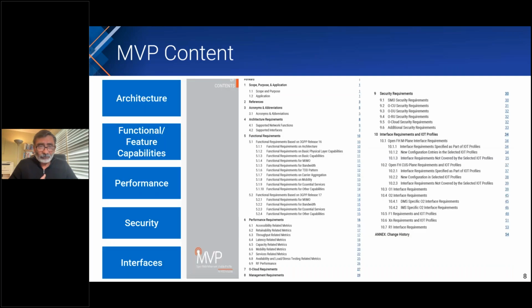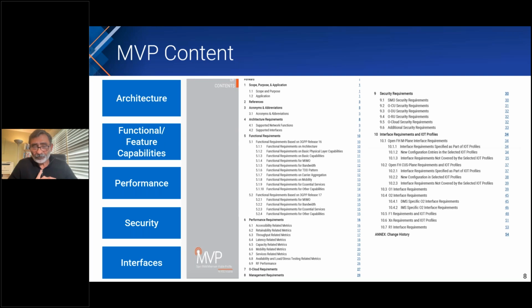Okay, next slide. So again, what does the MVP contain? The MVP contains a set of requirements spanning the baseline architecture, feature and functional capabilities that need to be supported over that baseline architecture, performance metrics and associated value ranges for those metrics, security requirements, as well as interface requirements. On the right side, it's probably a very small font, but you can see the table of contents. There are 54 pages overall, about 40 plus pages of very detailed requirements spanning all of these different categories. So it's a pretty exhaustive work that was taken up.